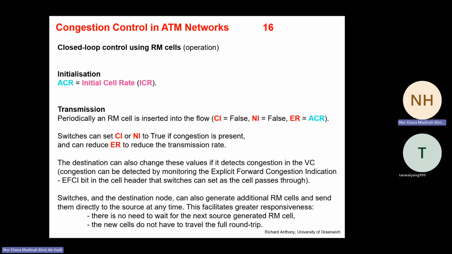Switches and the destination nodes can also generate additional RM cells and send them directly to the source at any time. Therefore, there is no need for them to wait for the next source-generated RM cell, and the new cell does not have to travel the full round trip.